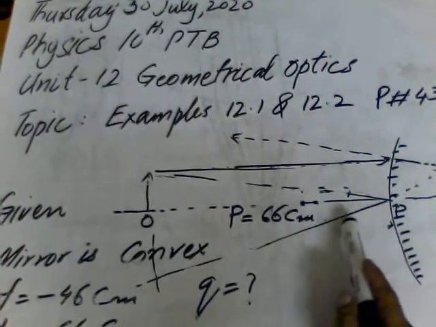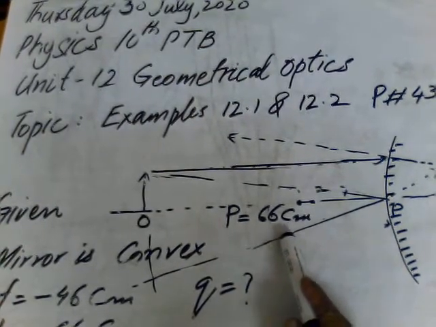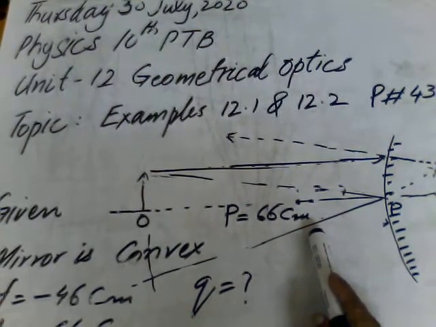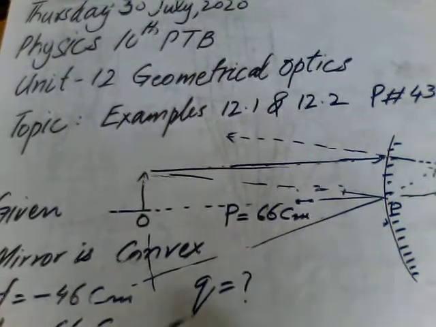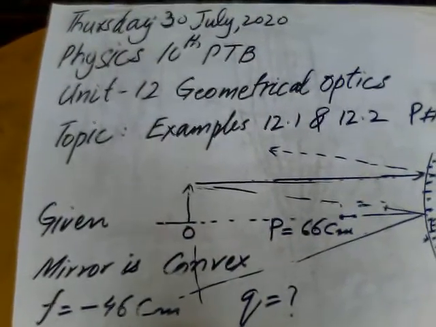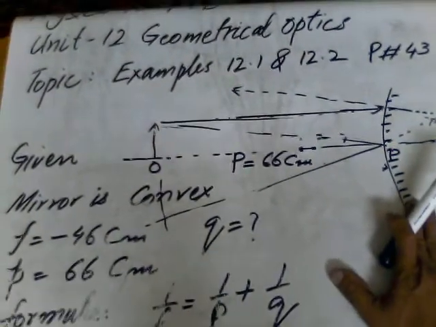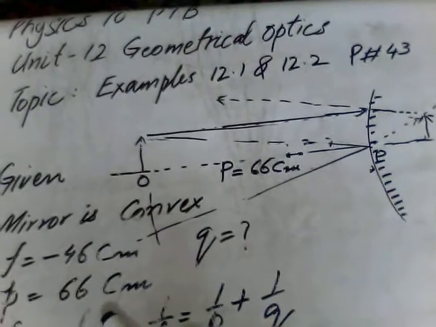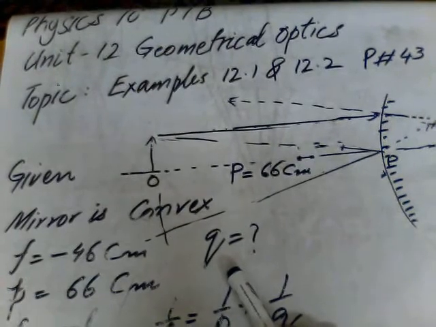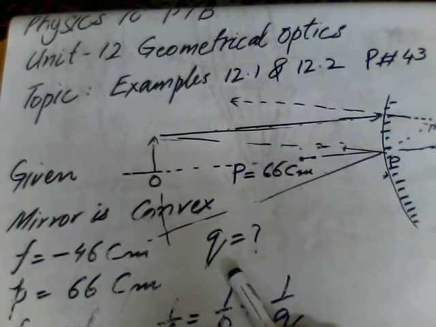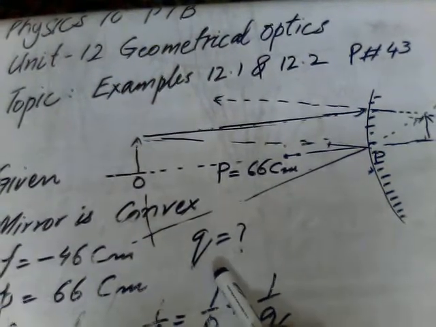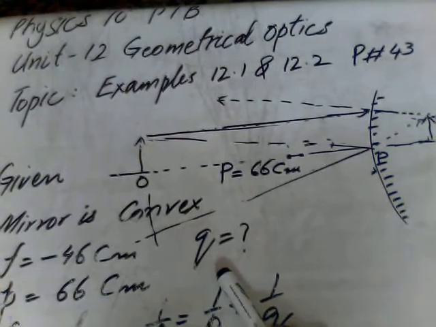I suppose it is 66 centimeter, and its focal length is minus 46 centimeter. F is minus 46 centimeter, and P we took as 66 centimeter. We have to find out the location where the image will be formed, and its nature also. Find the location of the image.